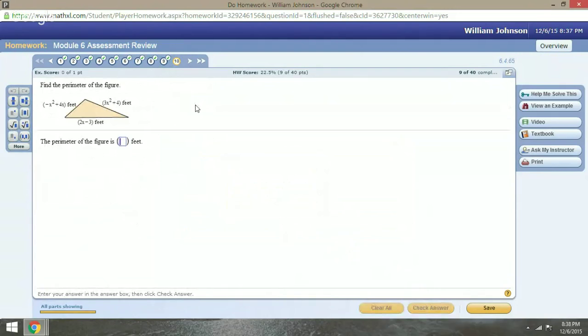Now, okay, so the perimeter of the figure. I'm assuming you remembered how to do this one on your own? Or do I need to run you through? Well, run through this for purposes of, okay.